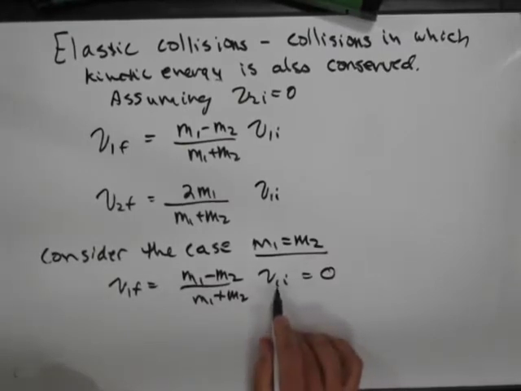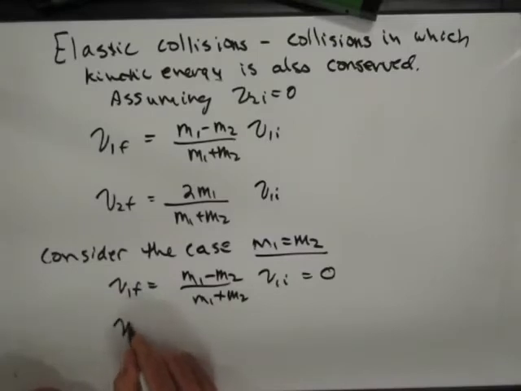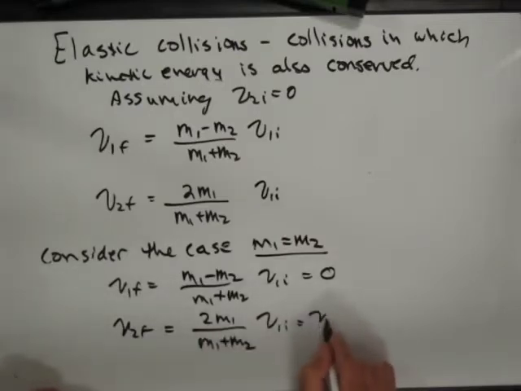Okay, so the first cart stops, and the second cart goes with the velocity of the first one. Let's calculate V2 final for the case where the two masses are equal and the collision is elastic. I have 2m1 over m1 plus m2 times v1 initial. But m1 and m2 are the same, so it's just 2m1 over 2m1, which is just v1 initial.